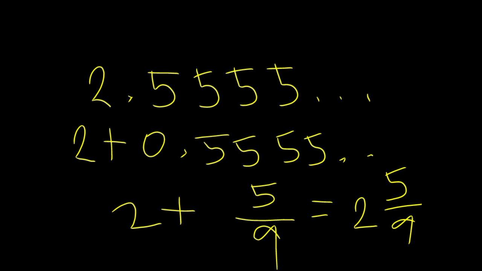Converting it to an improper fraction, let's multiply the whole number and the denominator. So 2 times 9 is 18, plus 5 is 23. So our final answer here is 23 over 9.